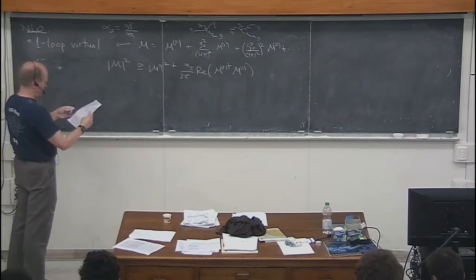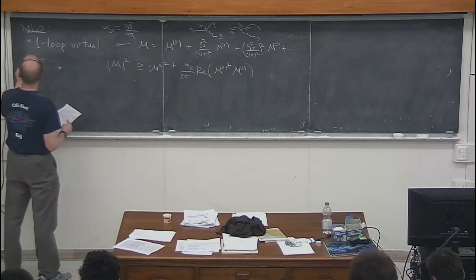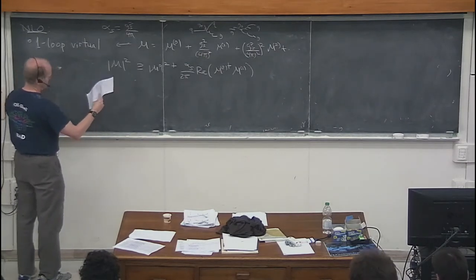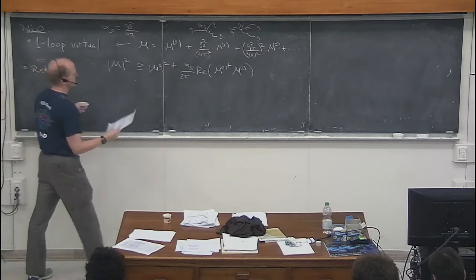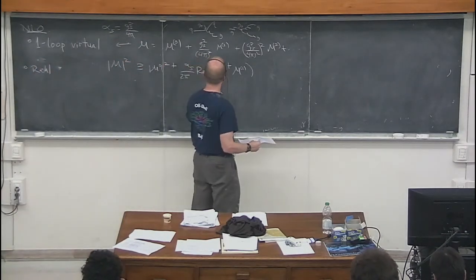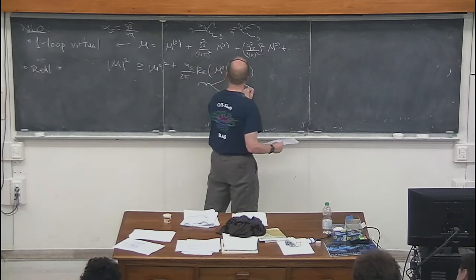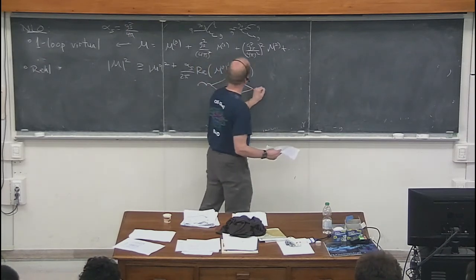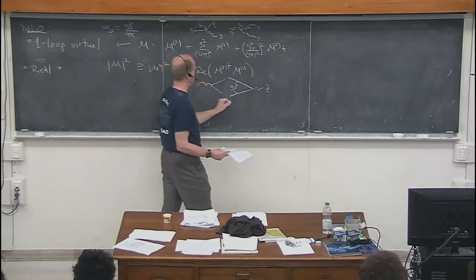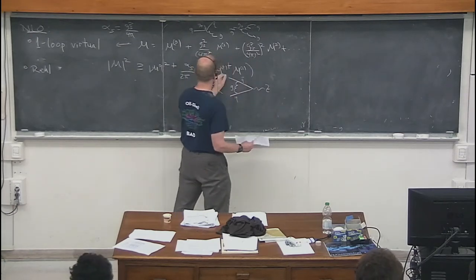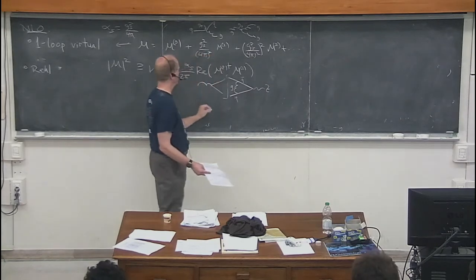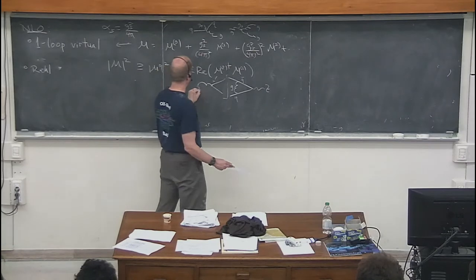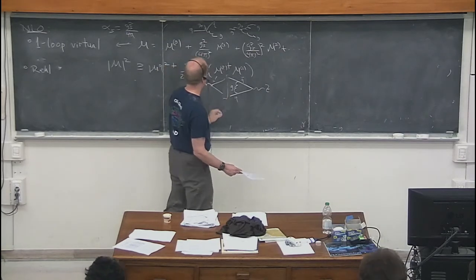And then the real emission divides up into two cases. Now let me just draw this. This is a typical virtual graph with a gluon exchange between the quark and the antiquark, and then this indicates that we've interfered it with the lowest order graph for q q bar.